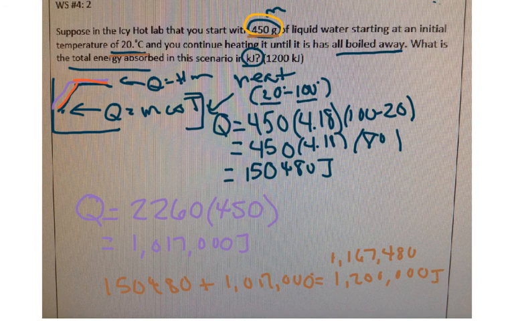Now, all I expect my kids to do is move over the decimal to get to kilojoules. You can either do that or set up a proportion, but you're going to move it over 1, 2, 3, because there's 1,000 joules in 1 kilojoule. So your final answer will be 1,200 kilojoules. Hopefully you kind of understand that, and there will be more problems like this to come.